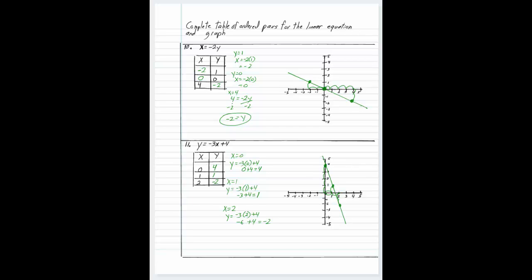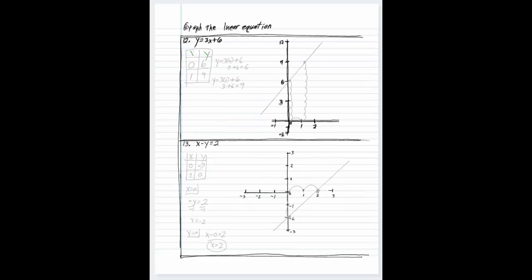Alright, number 13. We have x minus y equals 2. But when graphing, when x and y are on the same side, what I like to do is let x equal 0, get an answer, then let y equal 0, get an answer. Here's what I mean.